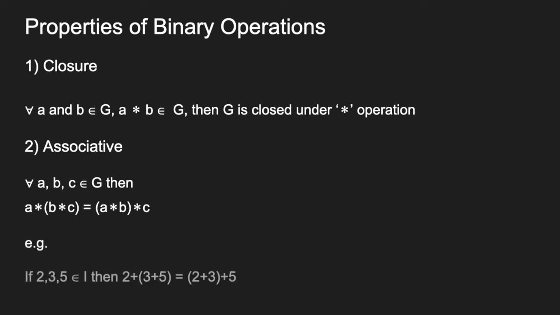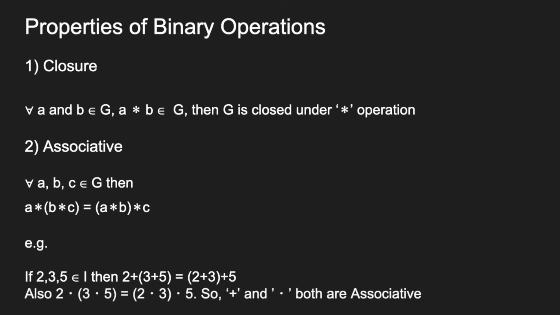For example, we can take three numbers 2, 3, 5 that belong to integers, and we are defining plus as an operator. Then it is obvious that 2 plus (3 plus 5) is the same as (2 plus 3) plus 5, and it is also the same in multiplication. So hence we can say that addition and multiplication both are associative.